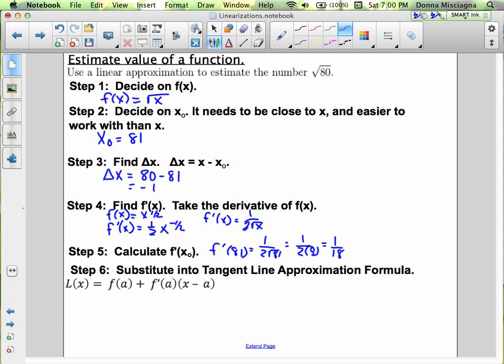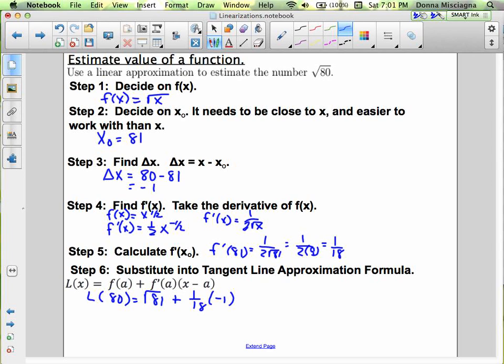So now we'll just substitute. We have all the values we need. We have the value for our function, we have the derivative evaluated at that value, and we have a change in x. So the approximate value of the square root of 80 is going to be f of a, we're going to plug that back into the function, the square root of 81, plus 1 over 18 times the change in x, which is -1.